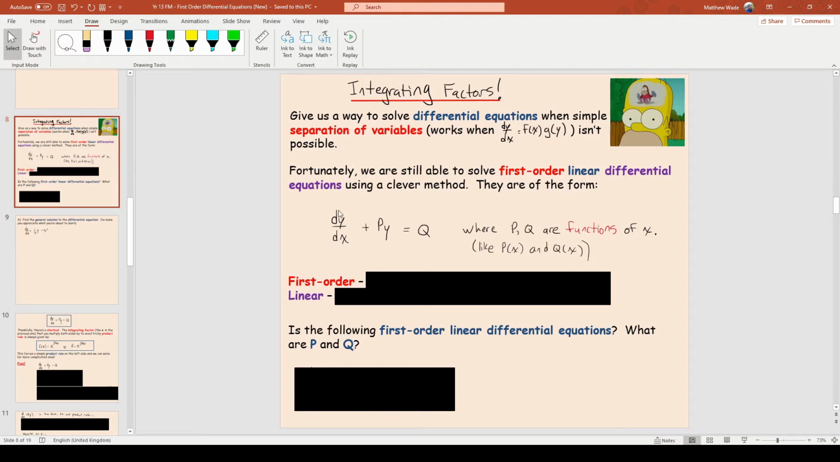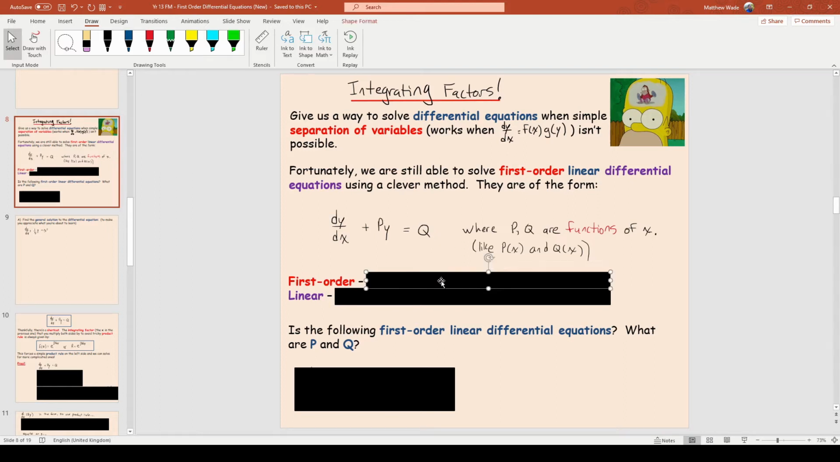So you've got your derivative, dy/dx, plus p y equals q. But it's really important to note that p and q are not just letters like a and b or c and k like we usually use for constants. They're not constants, they're actually functions of x in their own right. So for instance, p might be something like negative x squared, and q could be something like e to the 5x. These are all functions of x.